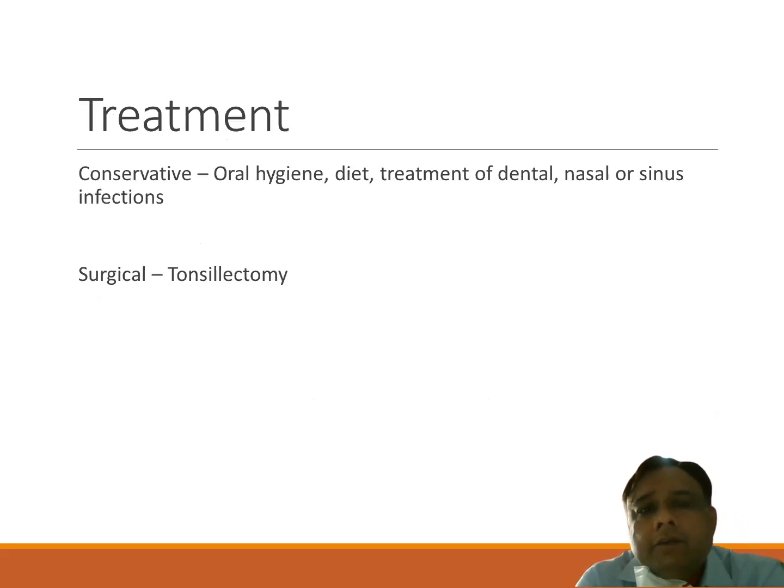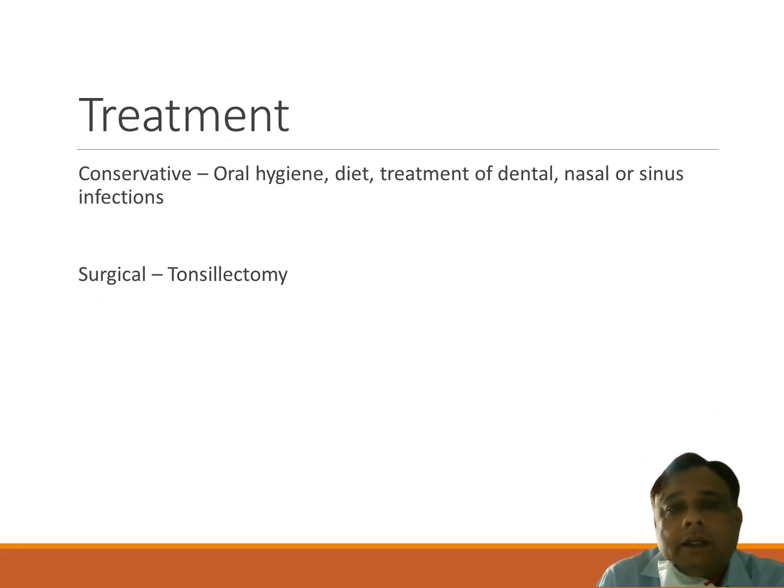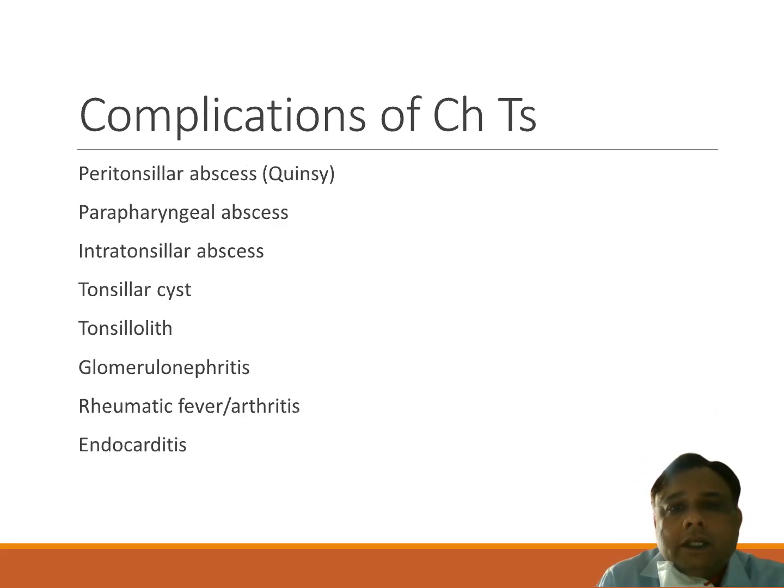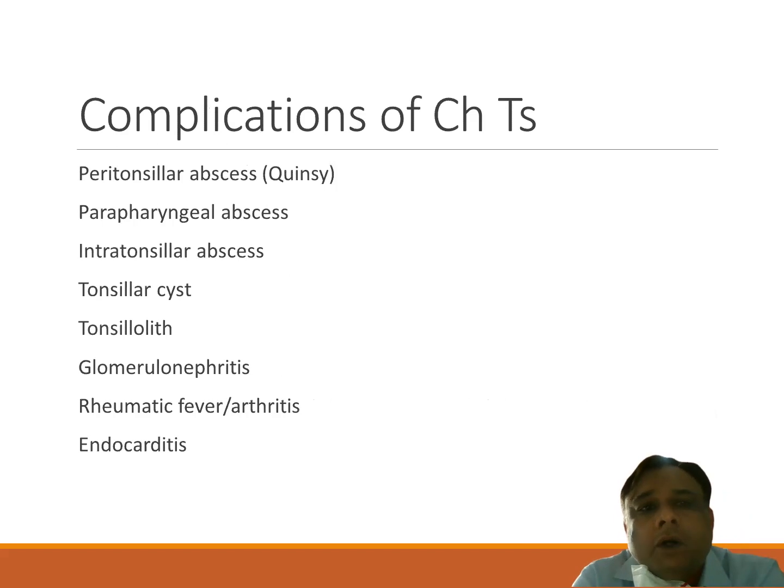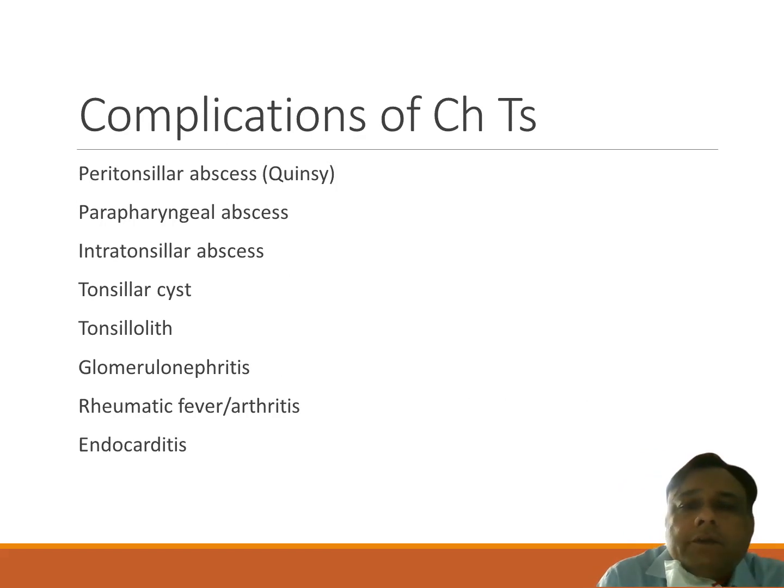Treatment is mainly conservative, with oral hygiene, because of the advent of the new antibiotics. Mainly conservative treatment is sufficient. Treatment of dental, nasal, or sinus infection, but sometimes tonsillectomy is also required in cases of chronic tonsillitis. Complications can be peritonsillar abscess, parapharyngeal abscess, intratonsillar abscess, same as those of acute tonsillitis.